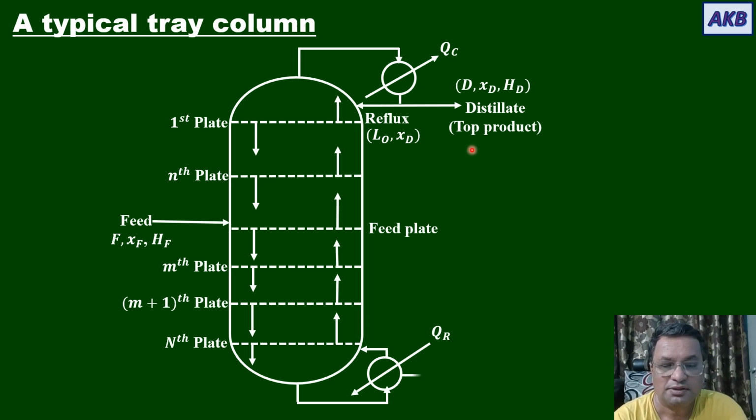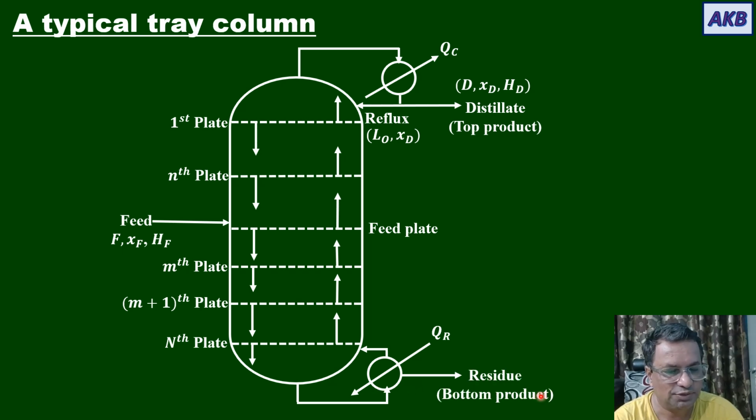Now let us move ahead. At the bottom there is one more product stream taken out from the reboiler, the residue stream. The other name for residue is bottom product, and it will have these properties: W, XW, HW. I will shortly tell you what these are.